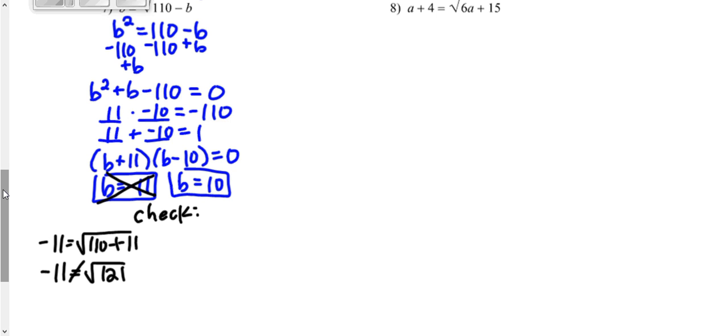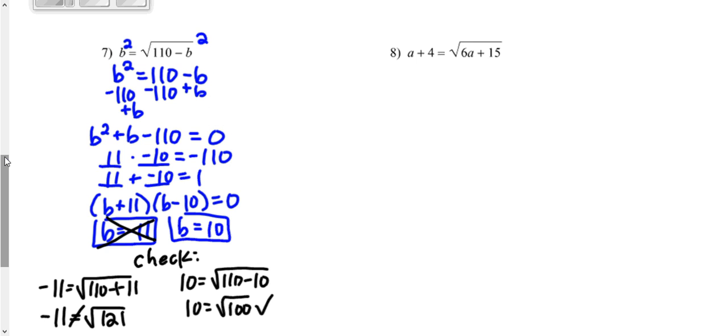Let's check on 10. So 10 equals the square root of 110 minus 10. 10 equals, oops, lost my equals, 10 equals the square root of 100. The square root of 100 is 10, so that is a solution, only one here.